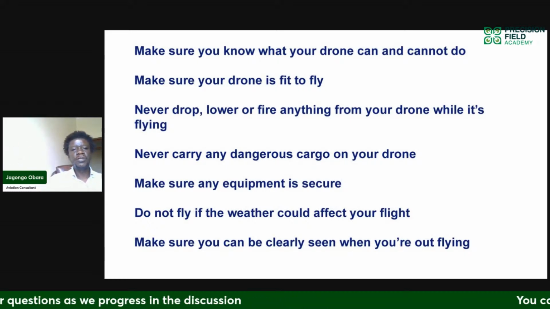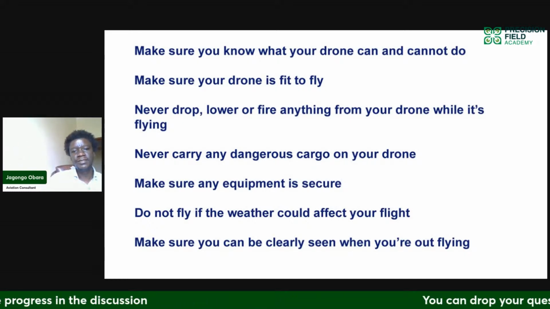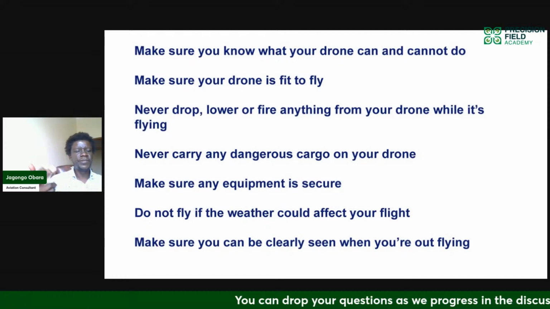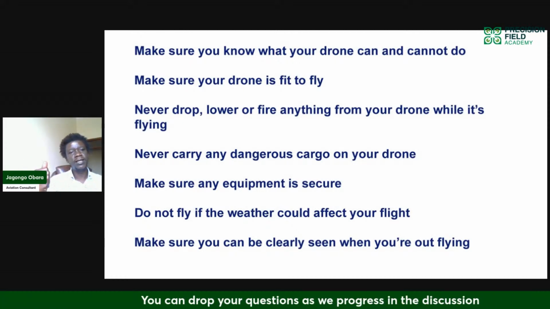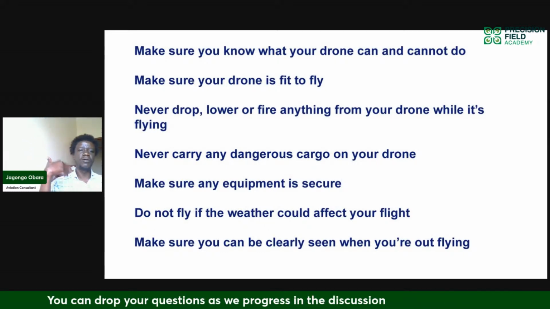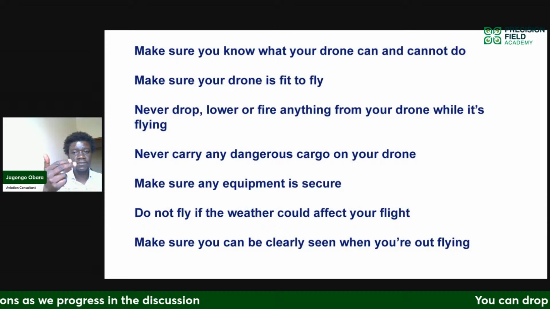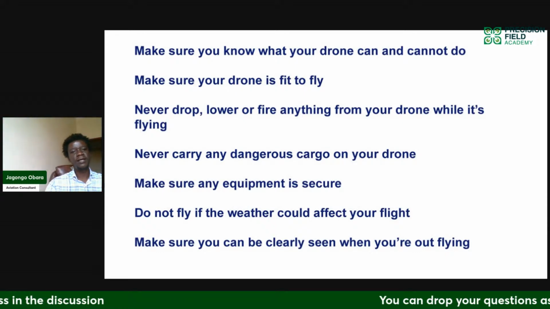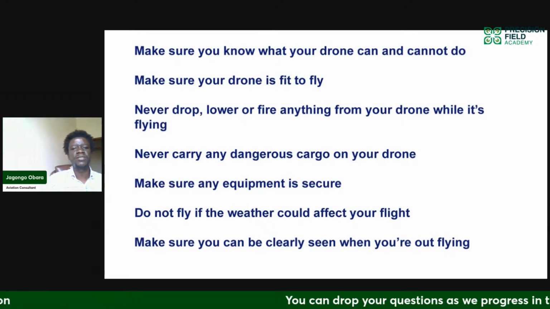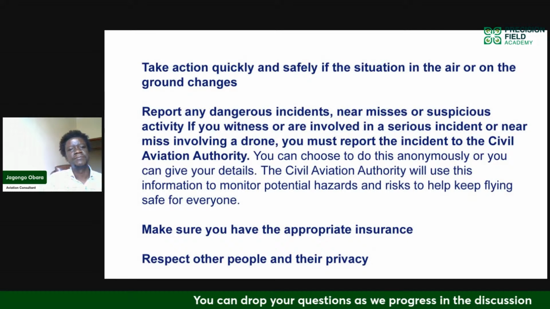And also make sure that you can clearly see your drone when you're out flying. This is visual line of sight, as we mentioned earlier. We need to be in direct contact with our aircraft. If we cannot maintain direct contact with the aircraft, have a spotter or somebody standing by that has that direct contact with your aircraft.